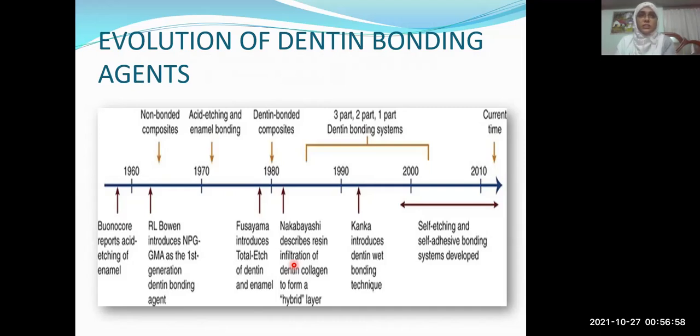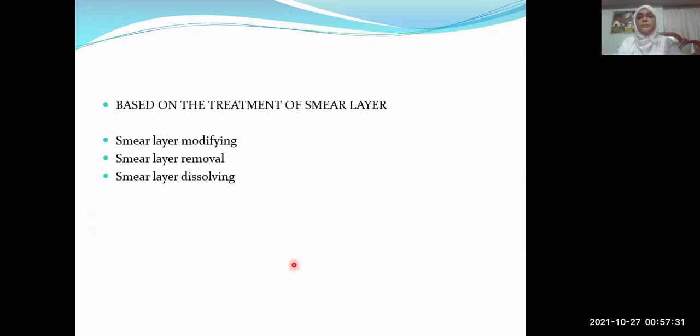This evolved into various generations. You had the first generation, you had the second generation, and in the first and second generation, there were no three steps. You didn't have etching or priming or bonding, there was no demarcation. But when you came to the third generation and the fourth generation, it involved three steps: an etching, a priming, and then a bonding. And it kept evolving. Now at present, we are in the 7th and 8th generation bonding systems. So we'll see about each system in detail.